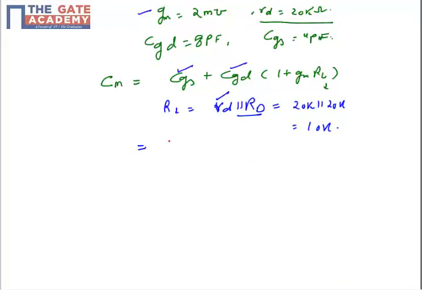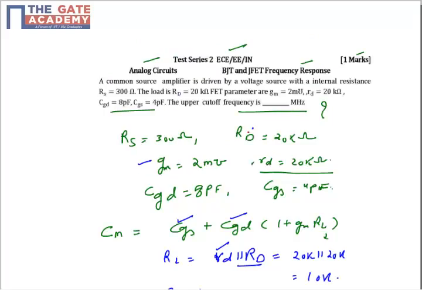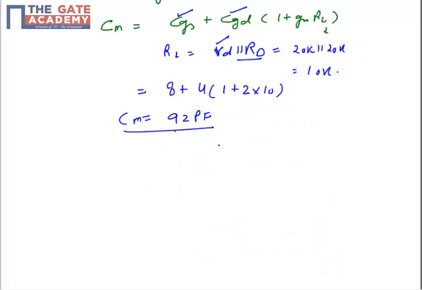So my CM will come out as 8 plus 4. Everything is in picofarad, so we'll calculate it in picofarad only. 1 plus 2 into 10 is equal to 92 picofarad. So my effective pole capacitor comes out as 92 picofarad.